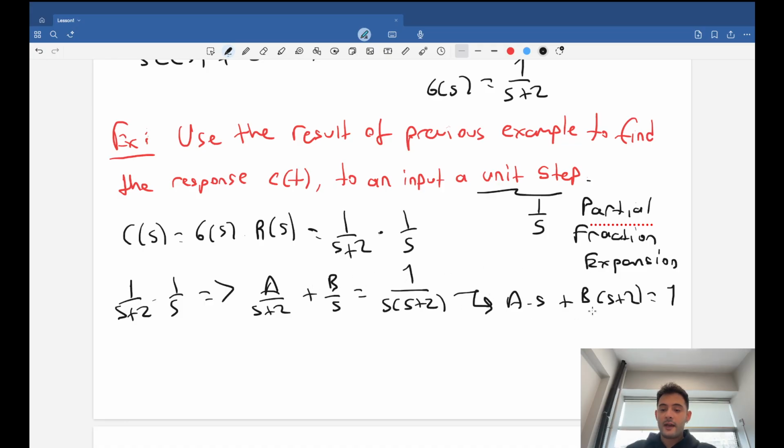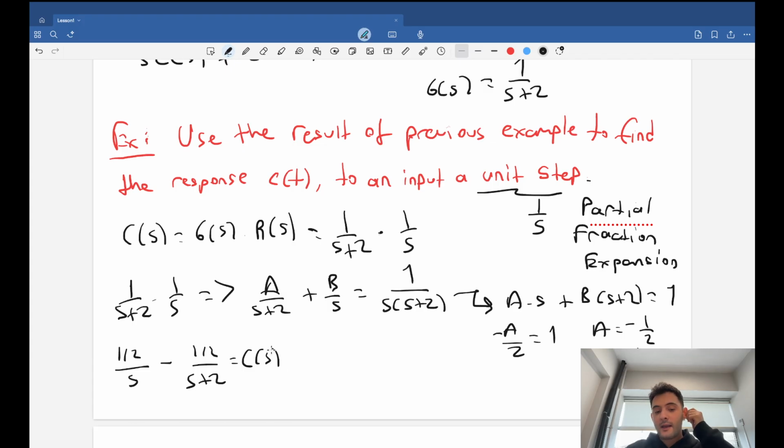So put s as minus 2 to get rid of this B. We will have minus A over 2 equals 1. So A is minus 1 over 2. And in the same manner, we will put 0 into s, and we will find our B is 1 over 2. So the whole function comes up to be, let's write down the B part first, 1 over 2 over s plus minus 1 over 2 over (s plus 2). So this is our C(s), guys.